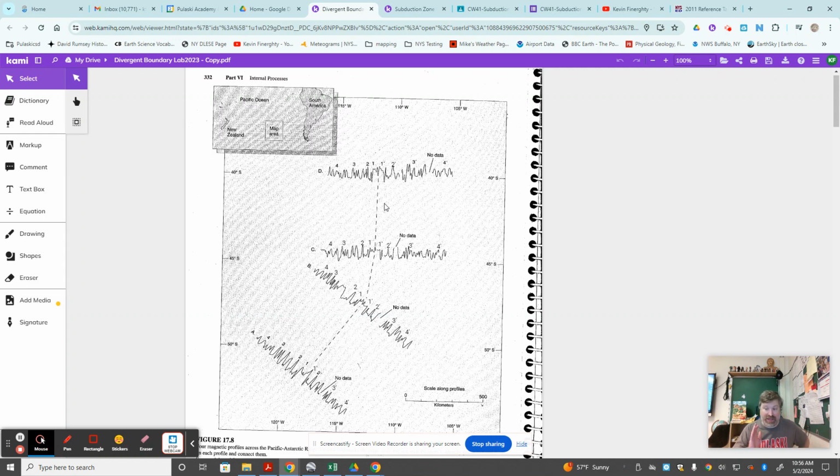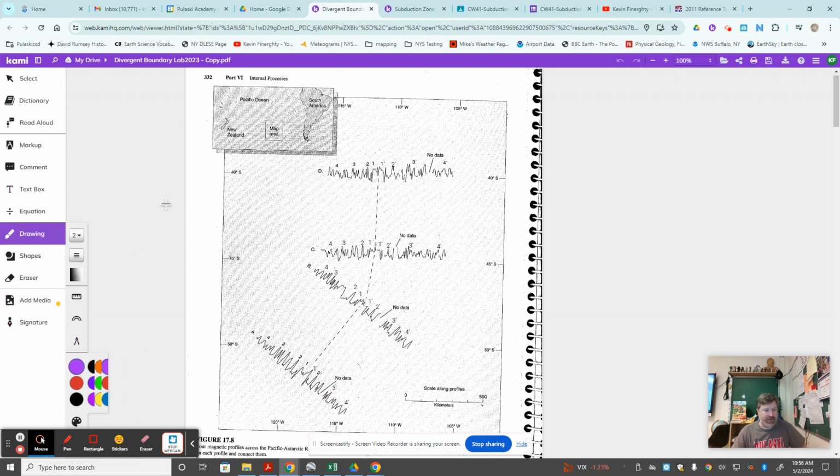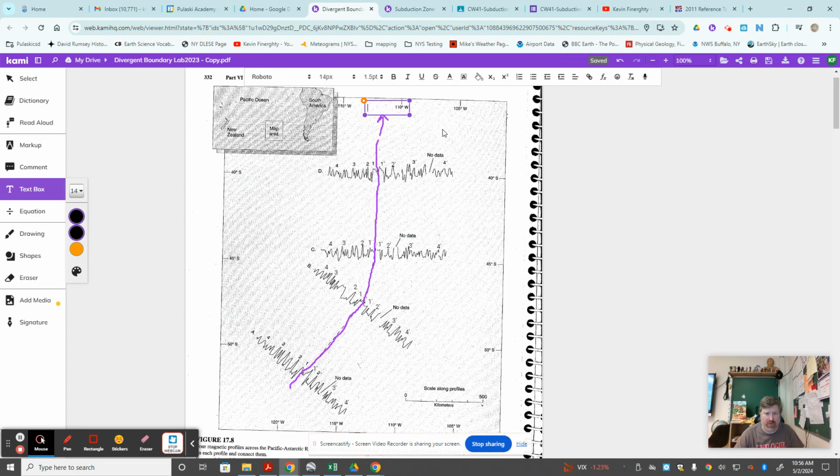So we are going to simplify this. There's a lot going on here. This could be a very difficult lab. We're going to make it a very easy one. You're going to need 3 colors. So the first one, I'm going purple. You do you. What I want to do is a line right on that dotted line. All right. That's what we're going to label the ridge.